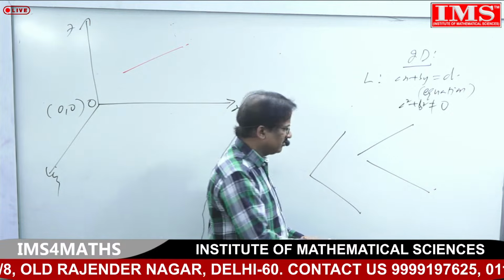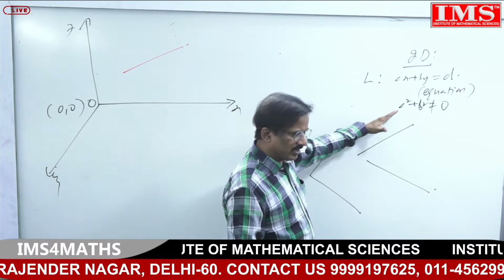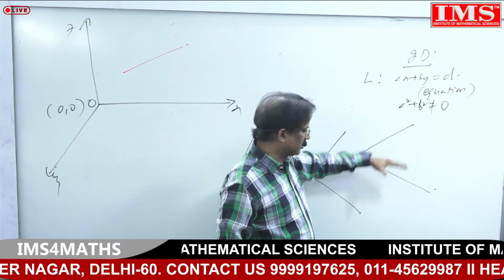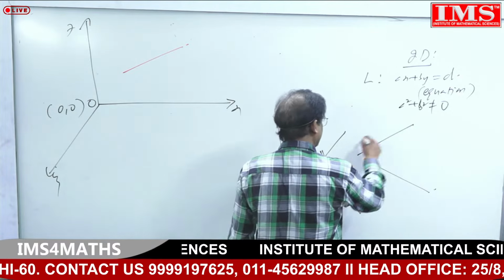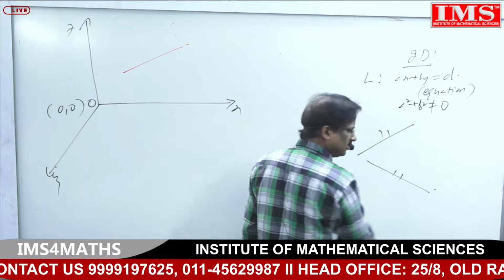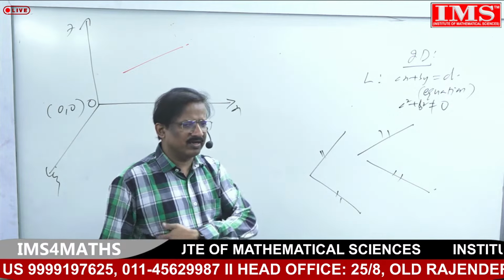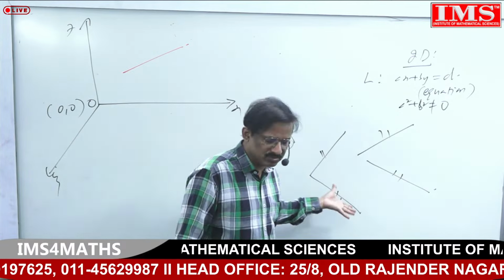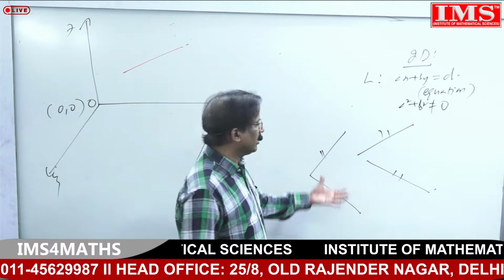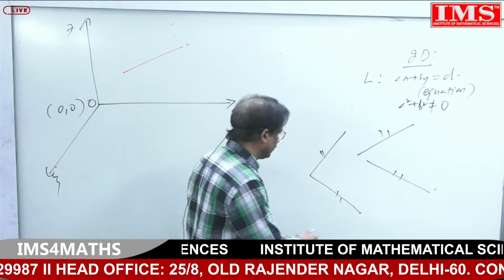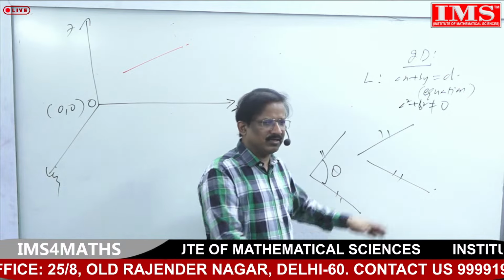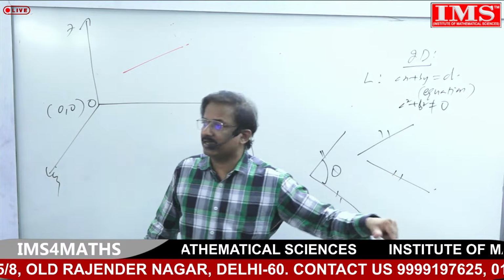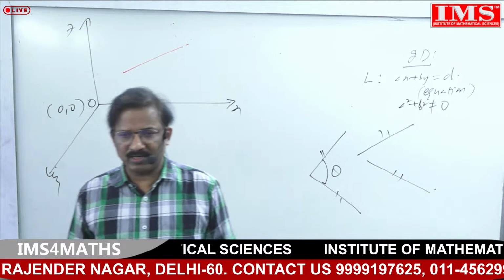You find a line corresponding to this one and a line corresponding to the other. This line is parallel to this one, and this line is parallel to the other. That means you find two lines which are parallel to the two skew lines. The angle between these two skew lines is given by the angle between their corresponding parallel lines.